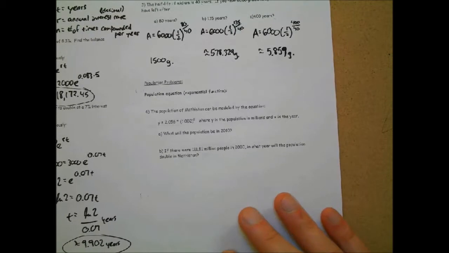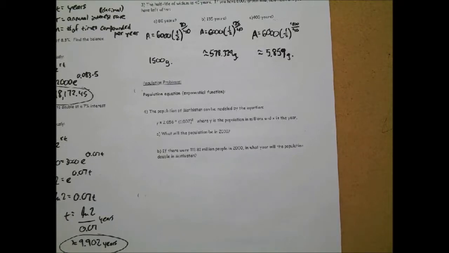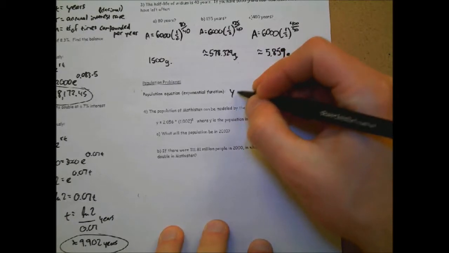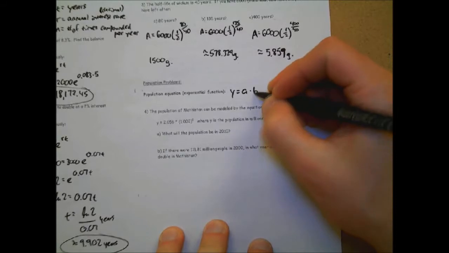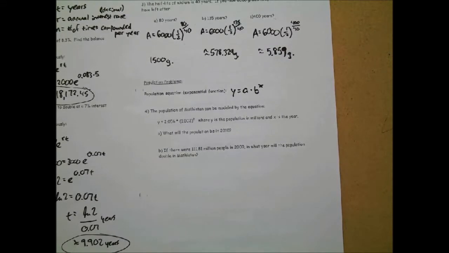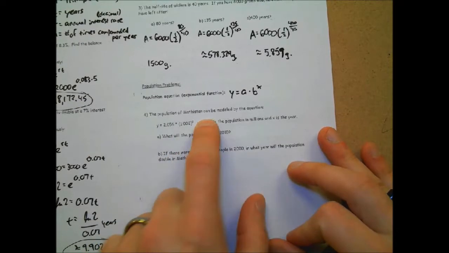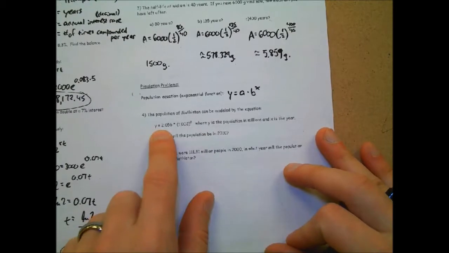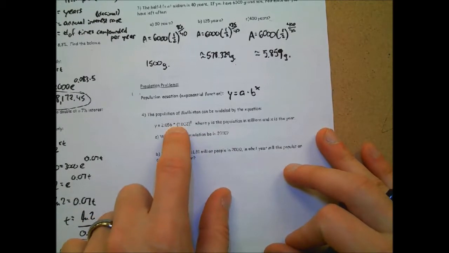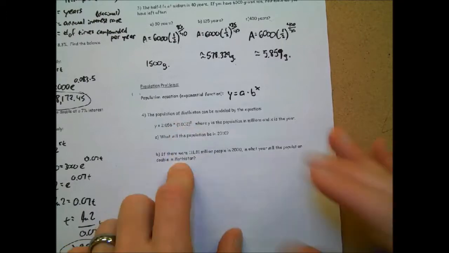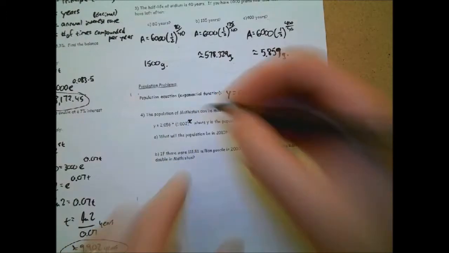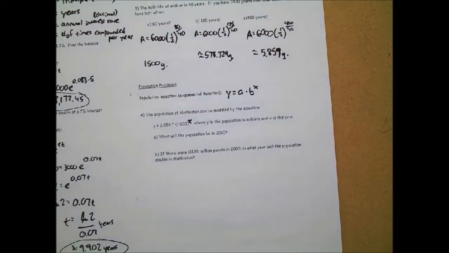All right, next. Population. This is what we've seen maybe in your population project so far. It's very simple. Y equals A times B to the X. That's what we're going to be using here. The population of Mathistan can be modeled by the equation y equals 2.056 times 1.002 to the x, where y is the population in millions and x is the year.